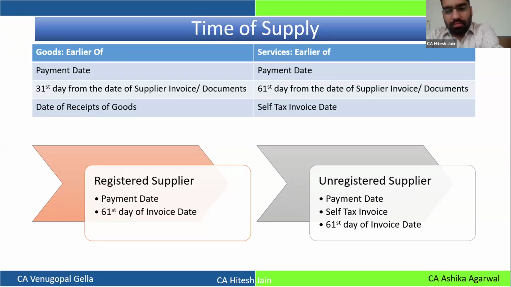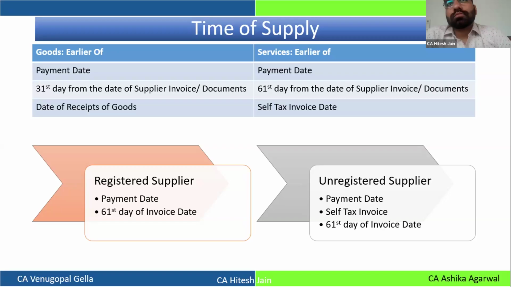If you will see the table part over there, it is said earlier of three: payment date, 61st date of supplier invoice date, or whatever document the supplier has issued, or self-tax invoice. Now, in the previous slide only, we discussed that time limit to issue self-tax invoices is 30 days from date of receipt of goods or service. So if you see the three conditions which have been given, out of that three, self-tax invoice, as we discussed, would arise only in case of unregistered supplier.